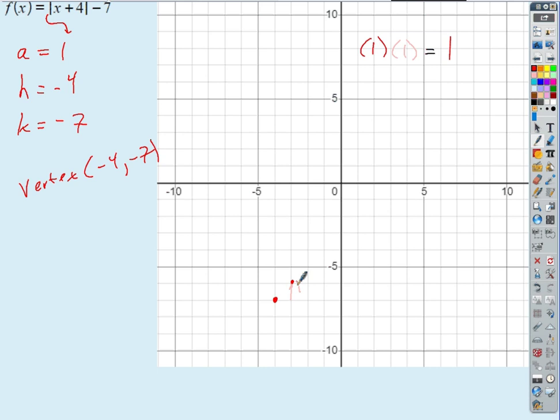If a is 1, I'm not multiplying the heights by anything other than 1, which doesn't change their value. And so when a is 1, we always know that the shape of the V is normal. It's a regular absolute value shape. The only thing that's changed here is that the vertex is not at the origin anymore. It's been translated horizontally and vertically, but the shape stays the same. Okay? Make sense? Let's look at another example.